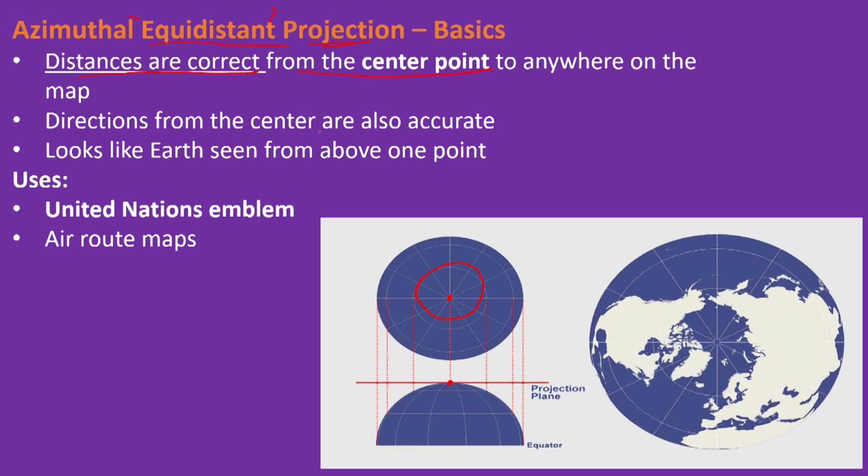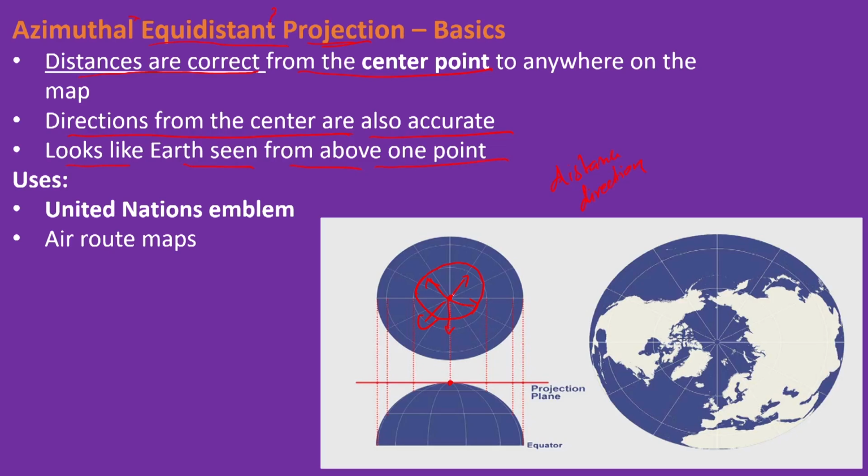The direction from the center is also accurate, not only the distance, the direction also. So here it retained two properties, one is distance, the other one is direction. Okay. Distance and direction. It looks like the earth seen from above one point.